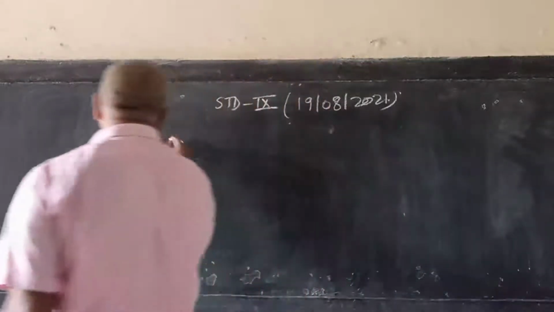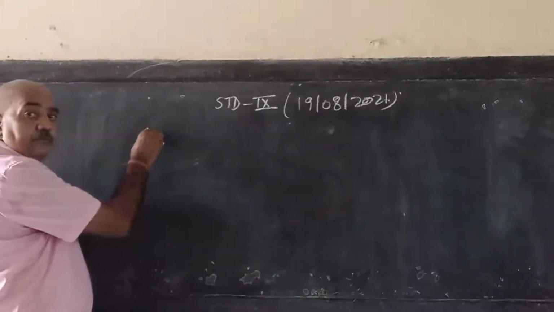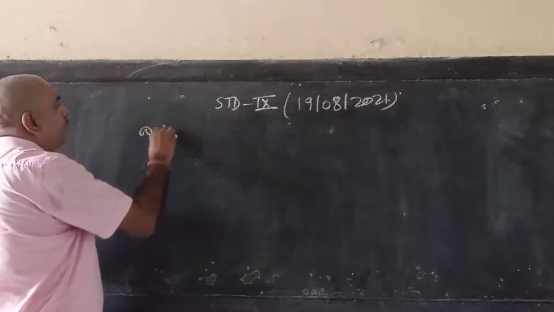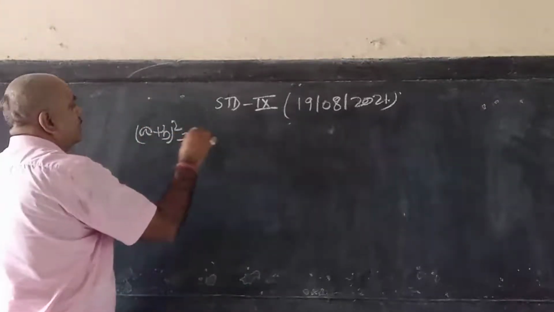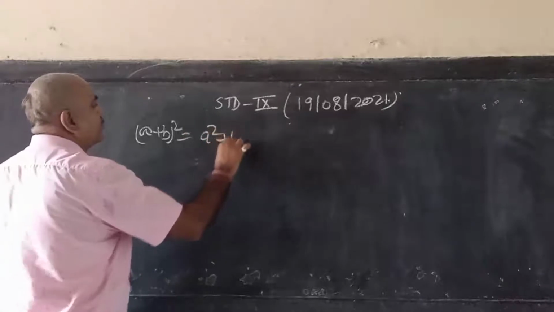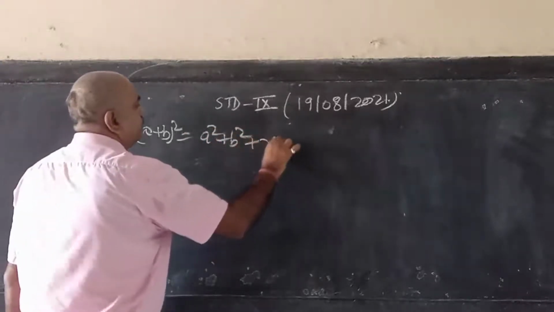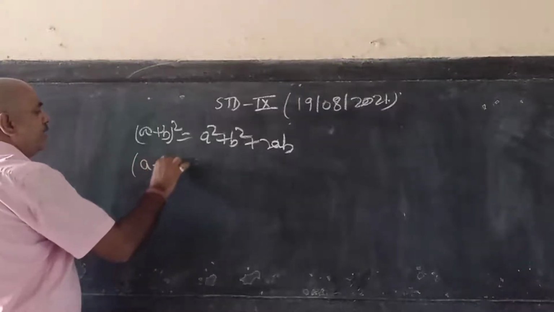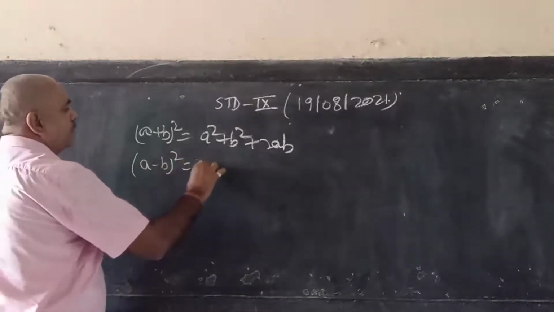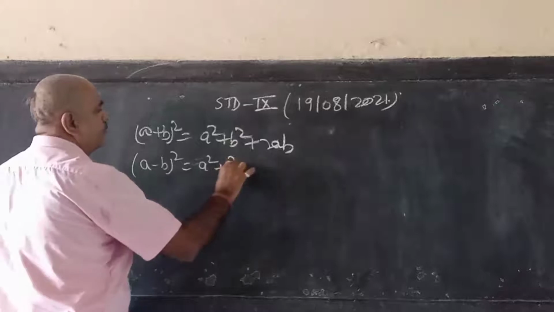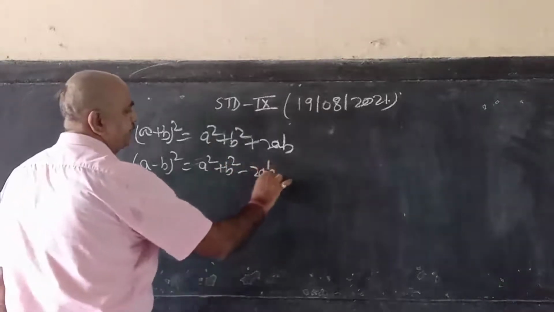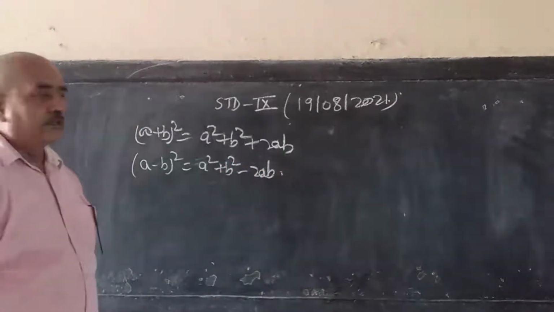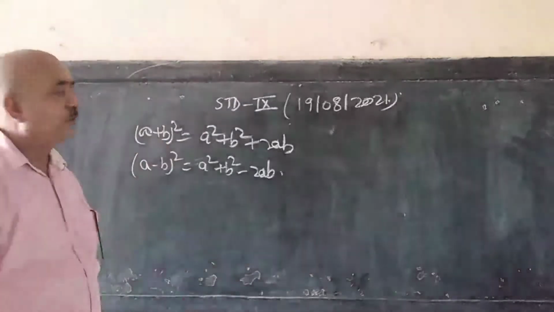So first one, (a plus b) whole square. This is a square plus b square plus 2ab. And (a minus b) whole square is a square plus b square minus 2ab. These two are the main formulas.